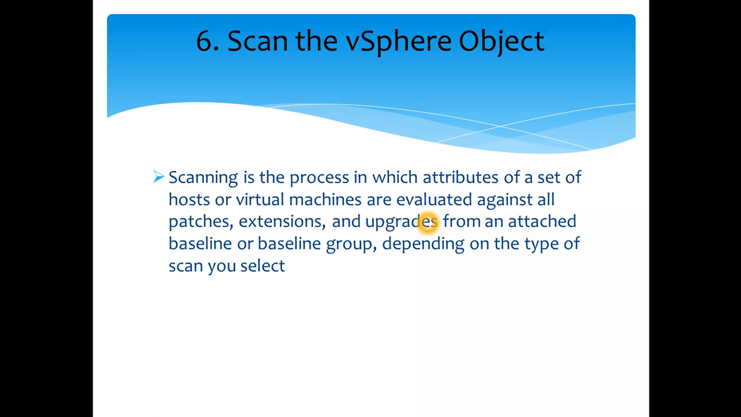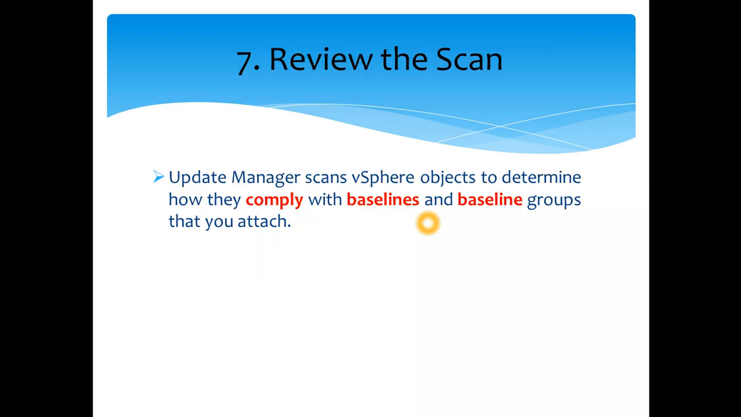So the sixth point is scan the vSphere object. So you have created your baseline. Now we don't know exactly how updated you are or how far behind you are. To find it out, you have to scan it. Scanning is a process in which attributes of the set of hosts or virtual machines are evaluated against all the patches, extensions, and updates from an attached baseline or baseline group, depending on the type of scan you selected. So obviously you need to select the baseline group and then you scan it.